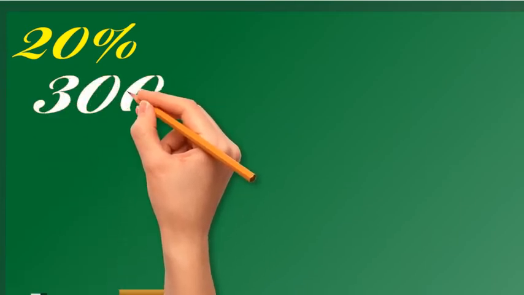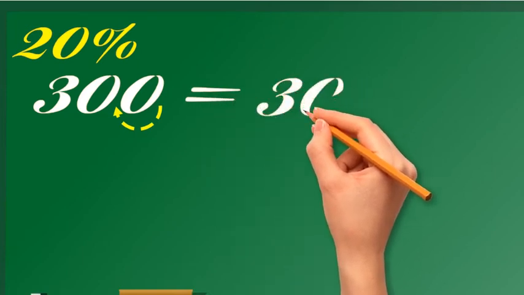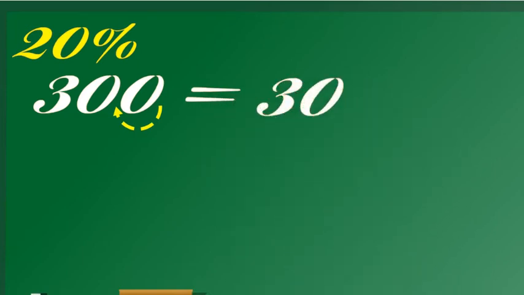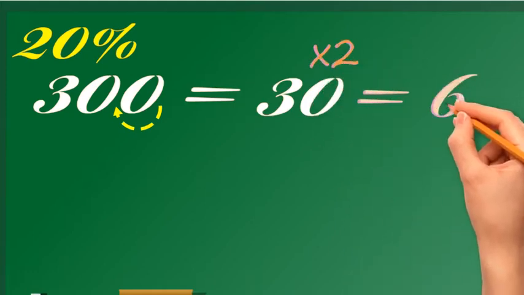Now that you can calculate 10%, let's go a bit further and try 20%. Let's try with 300. So what is 20% of 300? For 20%, you need to move one decimal point to the left to get 10% first. We will get 30. Because 20 is double of 10, so just times it by 2. So, we will get 60.